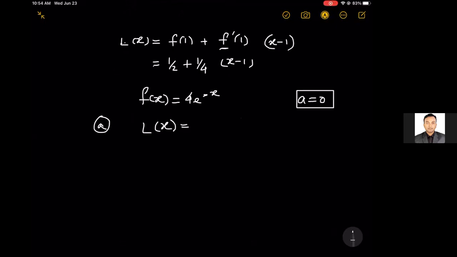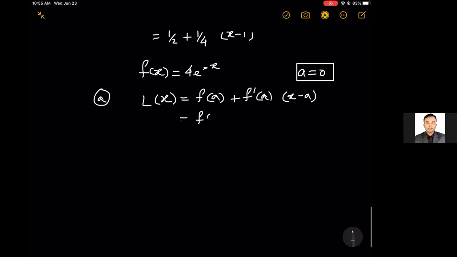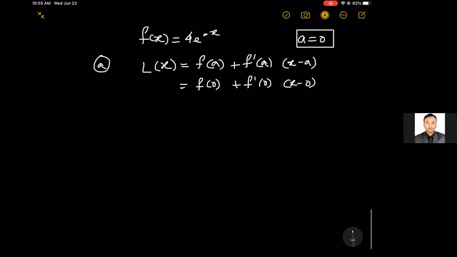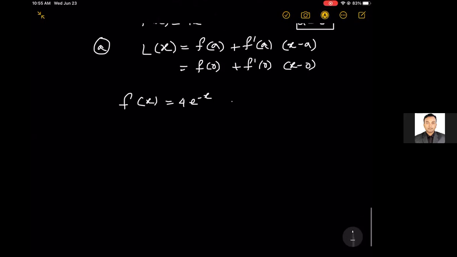Let me show how to do it, and then I'll match it with your work, okay? So we know the definition is f of a plus f prime a times x minus a, right? So it should be f of 0 plus f prime of 0 times x minus 0, right? Okay, let us calculate the required values, and then we'll plug them back into the formula. So the first thing is, let us find the functional value at 0.